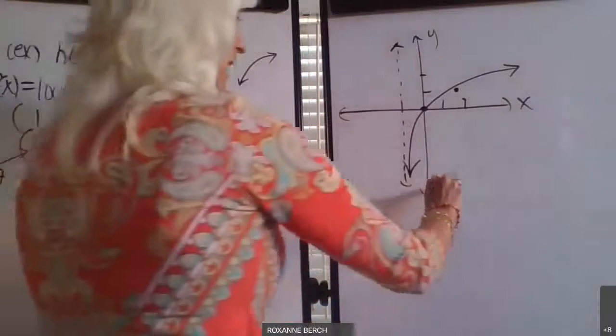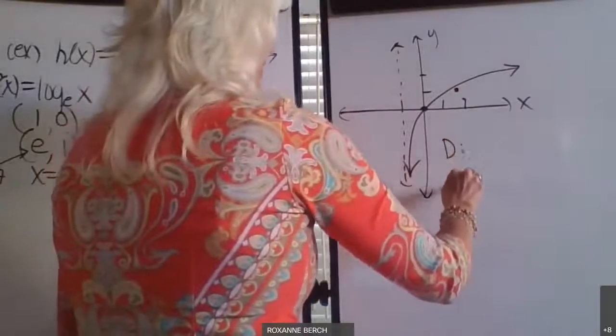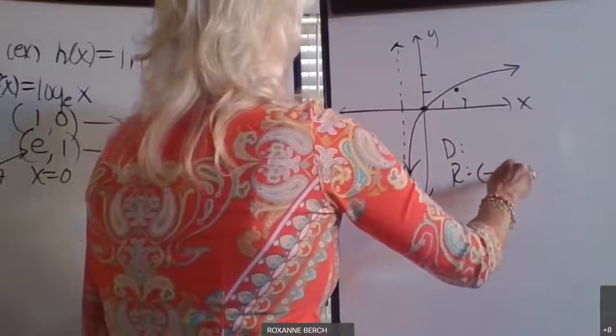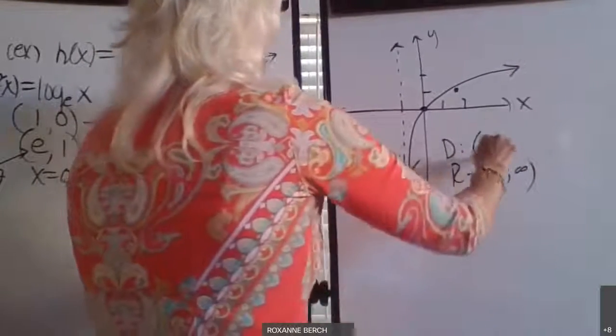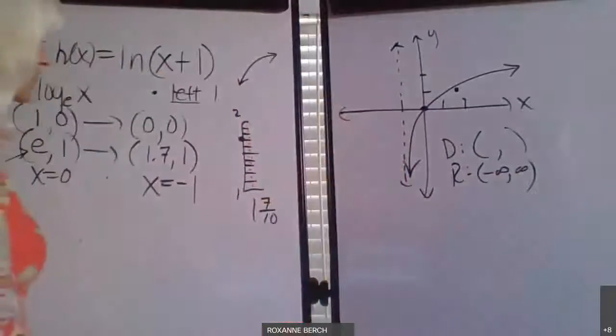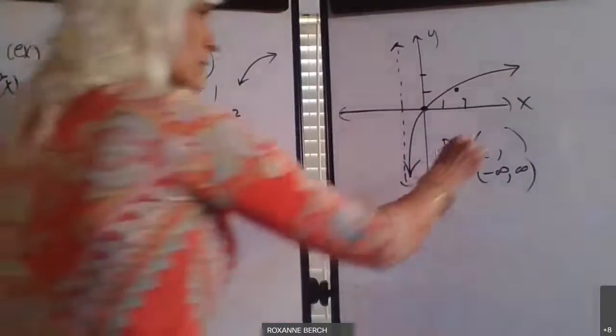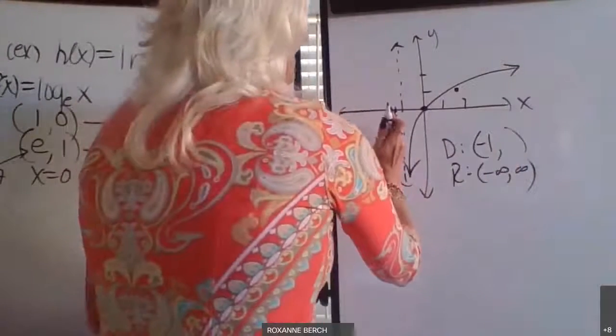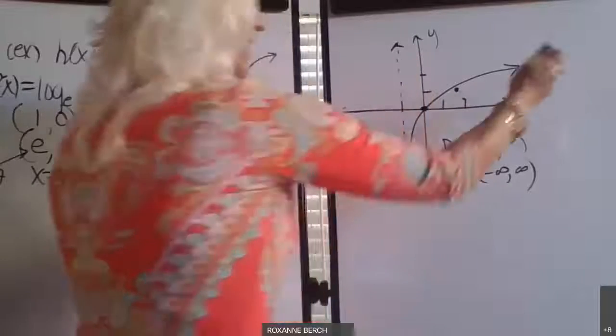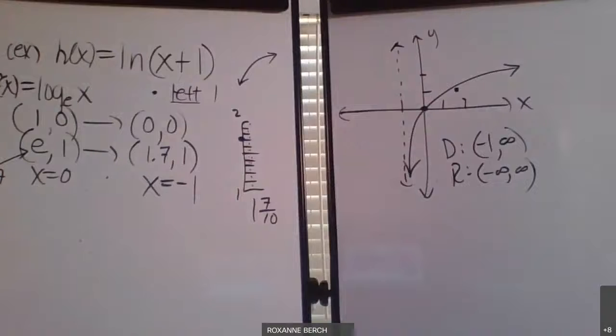So what would be your domain? -1 to infinity. Right, from the asymptote would be -1 to infinity. So from -1 to the right forever. Okay, that is the lesson.